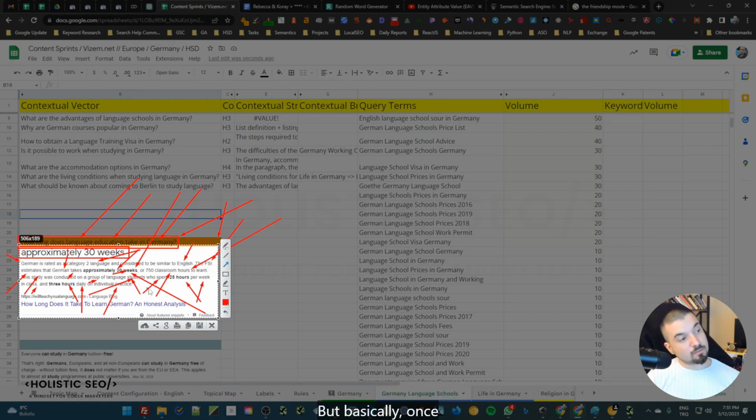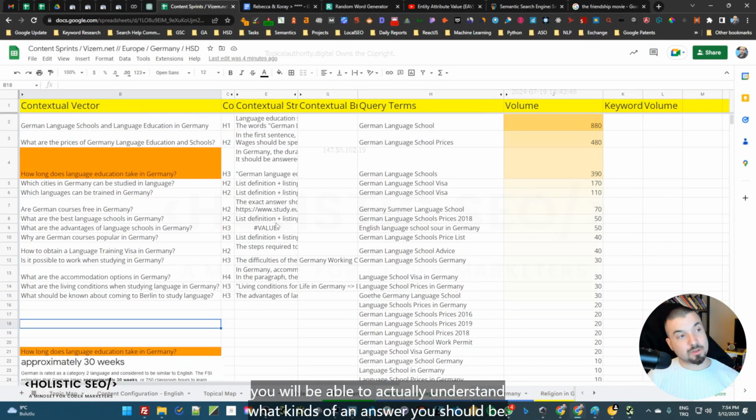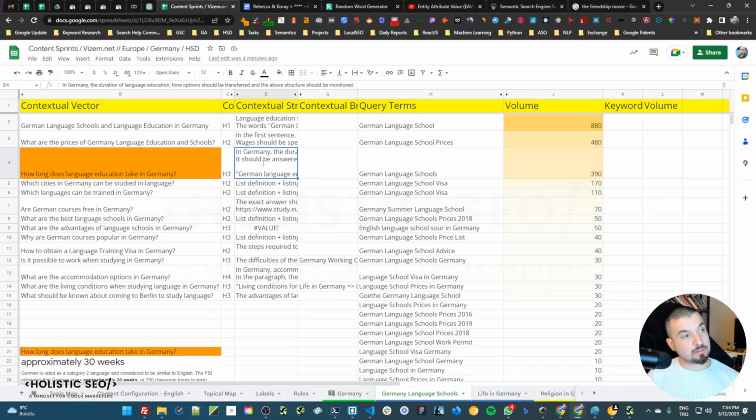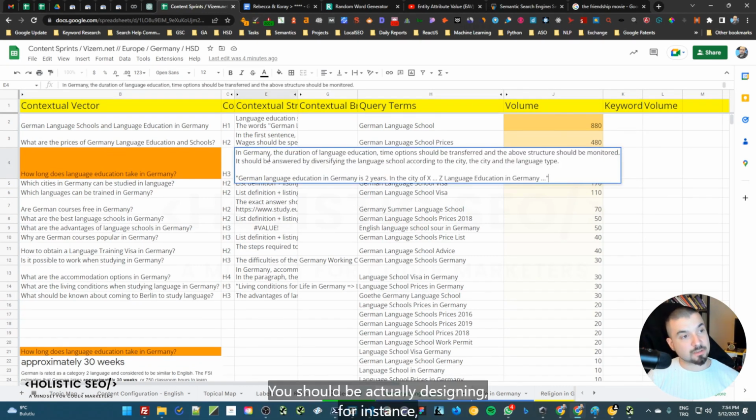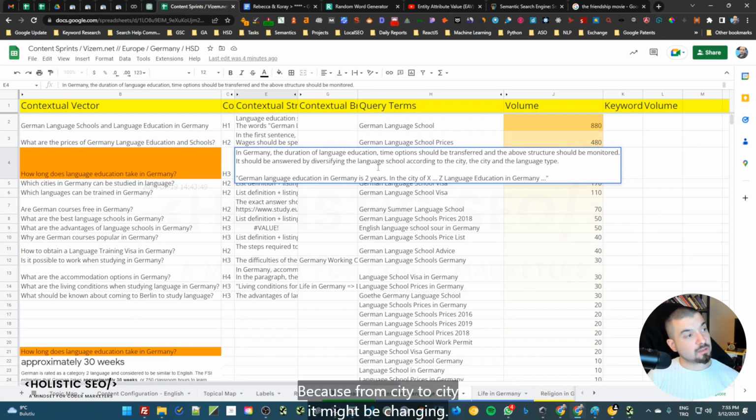But basically, once you're able to understand and parse these specific answers like that, you will be able to understand what kind of answer you should be designing. For instance, our contextual structure hints here tell that the duration of the language education and time options should be covered, and at the same time it tells that it should be answered by diversifying the language school according to the city and the language type, because from city to city, it might change.